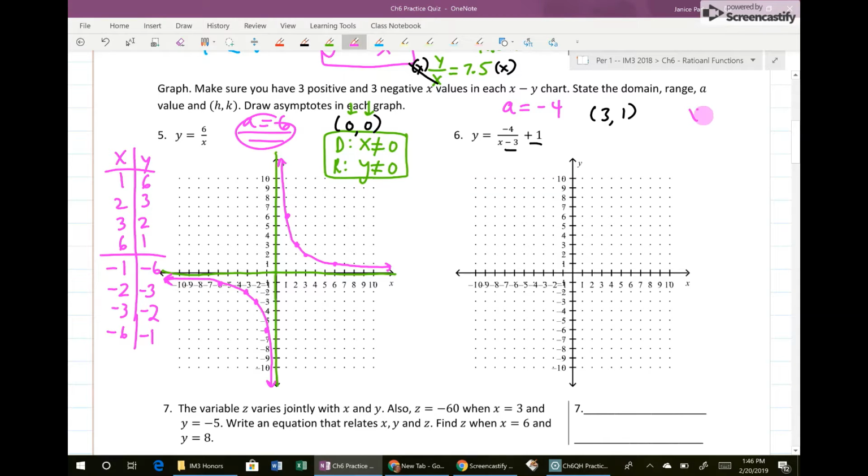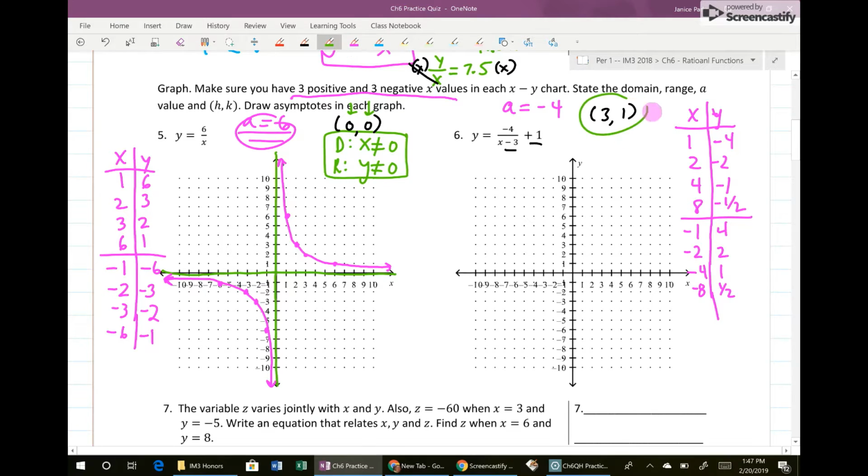For the second one, my xy is going to multiply to -4. So 1 times -4, 2 times -2, 4 times -1. If you want to use 8 and -1/2, you can. You don't have to, but you do need to have 3 positive and 3 negative x values. So -1 times +4, -2 times +2, -4 times +1, and I'm actually going to use -8 and +1/2.